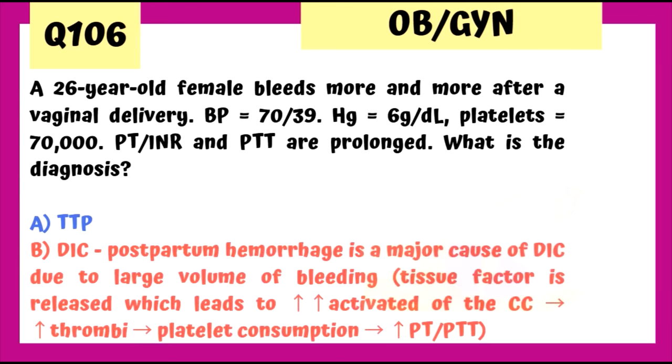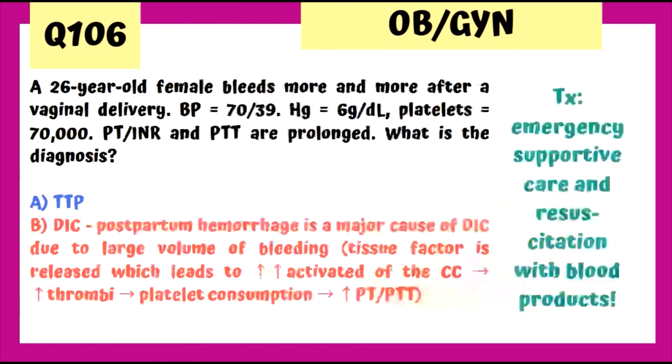DIC is when there are low platelets because they're all being used up. Postpartum hemorrhage can cause it due to the large volume of bleeding. What happens is tissue factor is released, which leads to activation of the coagulation cascade, leading to elevation in thrombi and platelet consumption, and this is why PT and PTT will be elevated. All right, treatment is emergency supportive care and resuscitation with blood products.